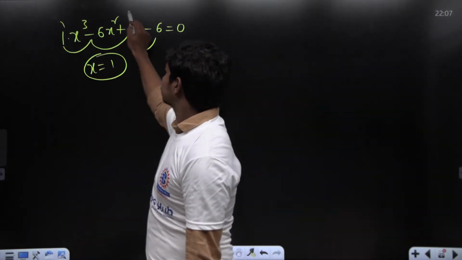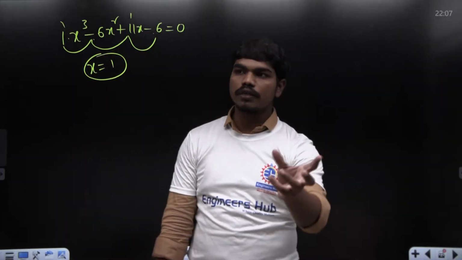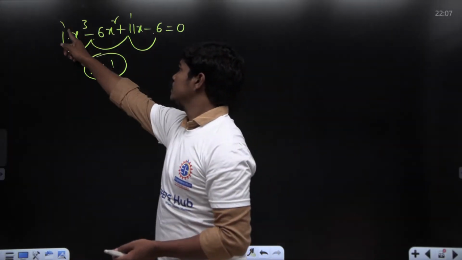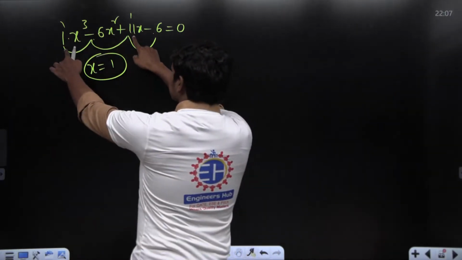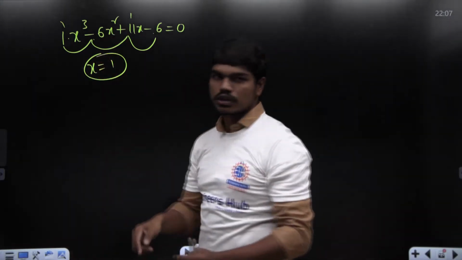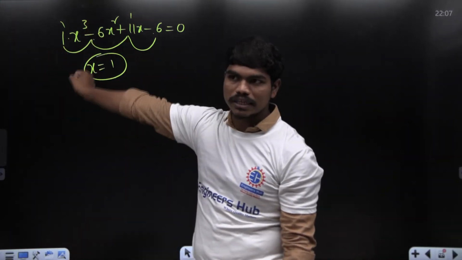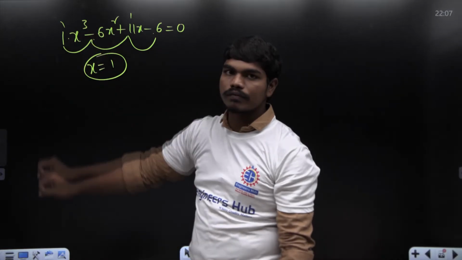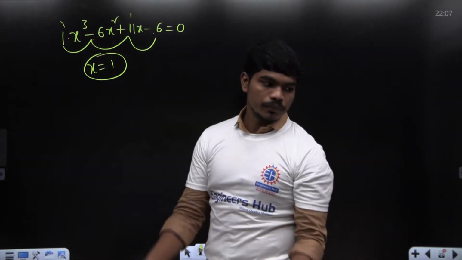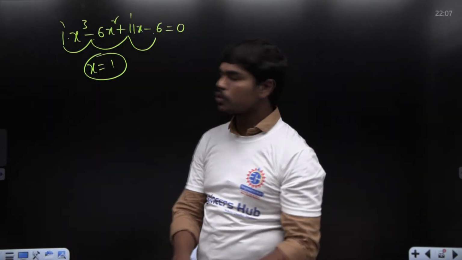1 plus 11 is 12, and minus 6 plus minus 6 is minus 12. No, the sum of coefficients of even powers of x is not equal to the sum of coefficients of odd powers of x, correct? Because this 1 and 11 are coefficients of odd powers of x, and this minus 6 and minus 6 are coefficients of even powers of x. So the sum of coefficients of odd powers of x gives you plus 12, and the sum of coefficients of even powers of x gives you minus 12. Since these two are not equal, definitely minus 1 is not a root. Next, we have a constant here, so x is equal to 0 cannot be a solution for this equation. So we know one root.